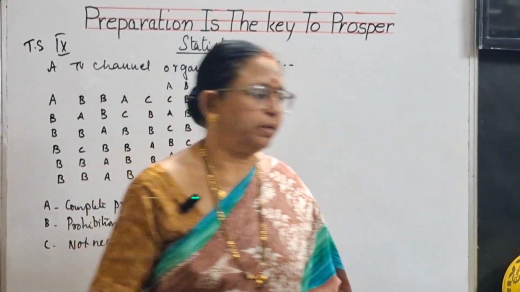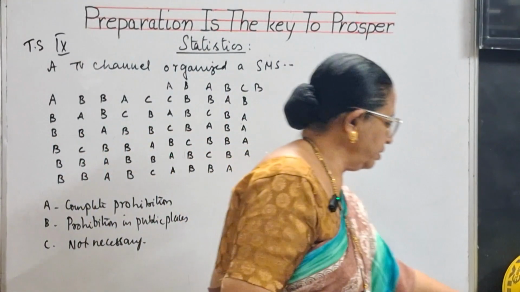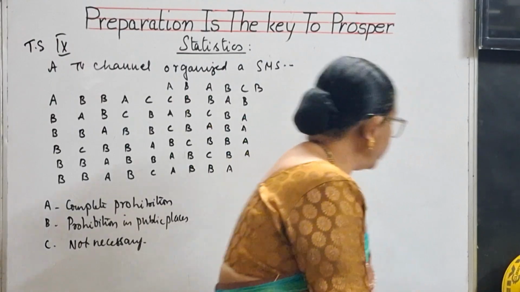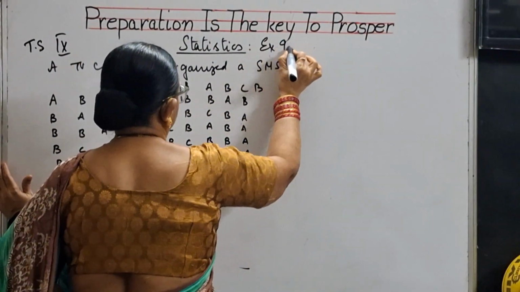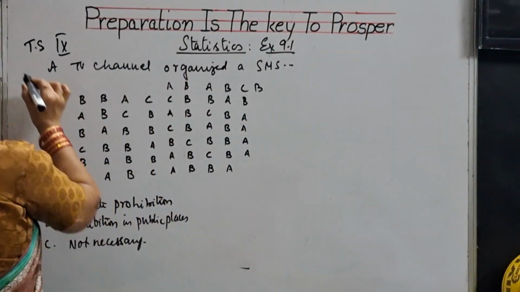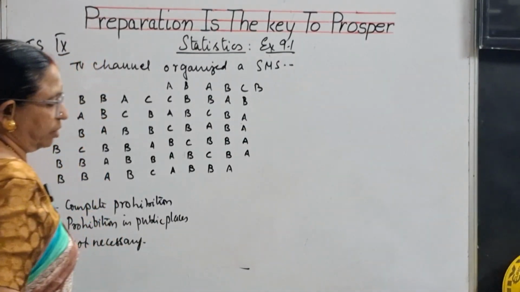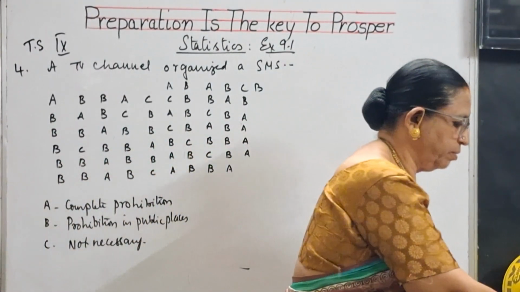Now I am dealing with ninth class maths, statistics, and in this statistics, this is exercise 9.1. This is the fourth sum. Three sums I have already done earlier, children. Now the fourth sum. Let me read it.